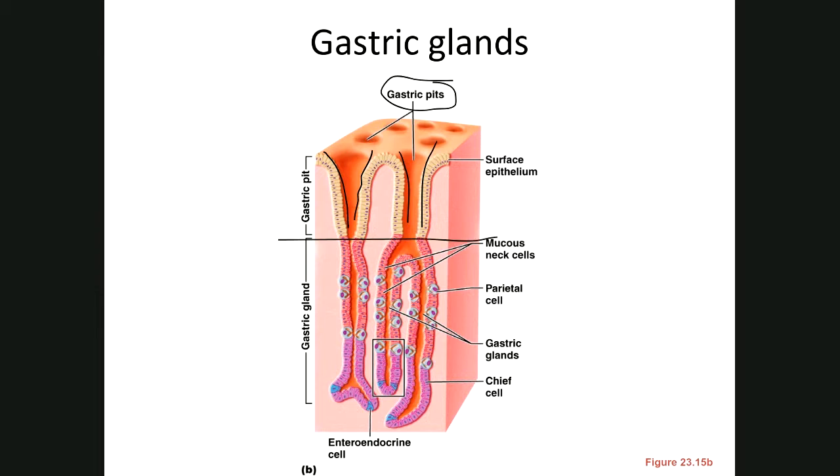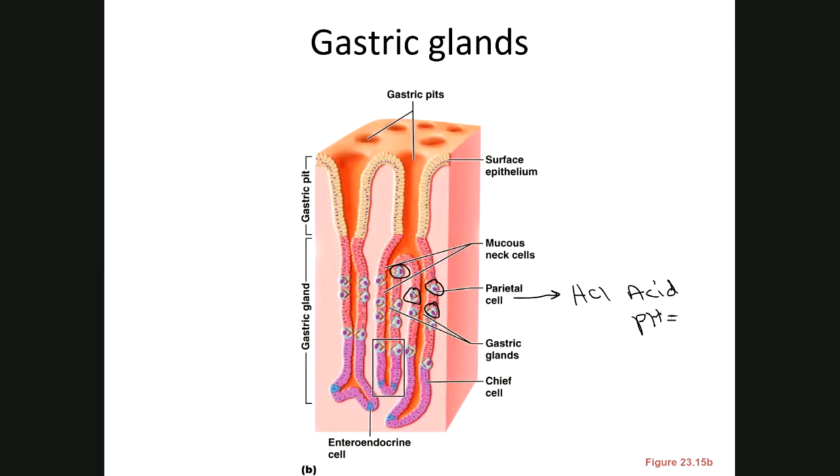Well, there are 3 different kinds of cells in here, and each one makes something different. These little blue ones that look like this are actually the large cells here. They're called parietal cells, and those are the ones that make hydrochloric acid. The stomach is very, very acidic. It has a pH of around 2. So it's a very strong acid.